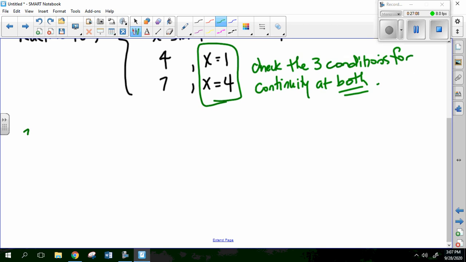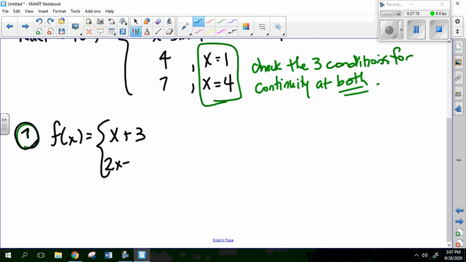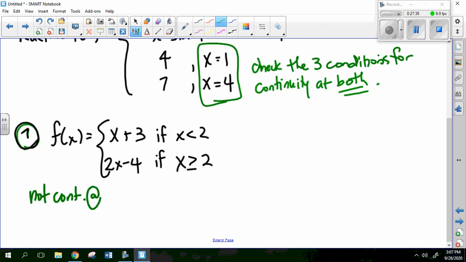So if I give you a piecewise, like I did earlier, the same one I gave you earlier, and I want to know if this is continuous or not. Remember, we said it was not continuous at x equals 2. And remember, we had to check 2 because that's where the inequality changes. Now, I want to know if it's removable or not.